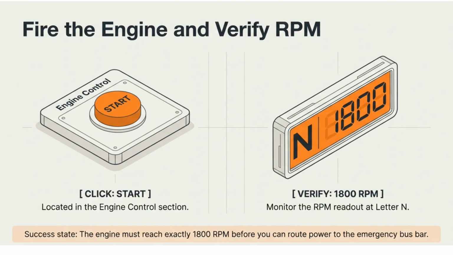It is a success state when the engine reaches exactly 1800 RPM, which must be verified by monitoring the readout at letter N before you route power to the emergency busbar.